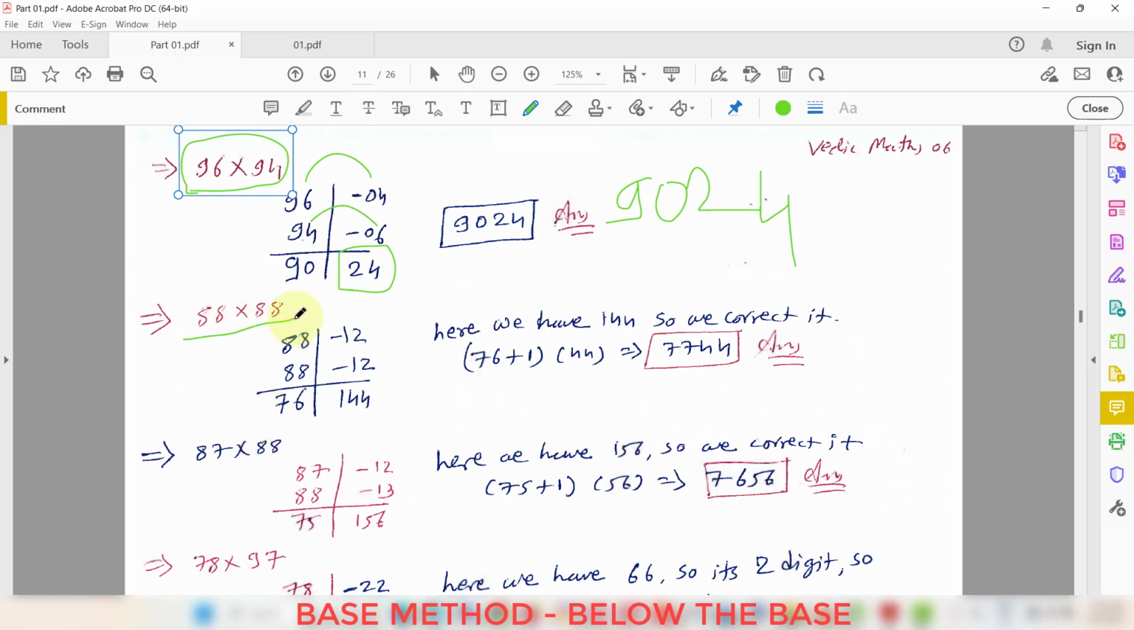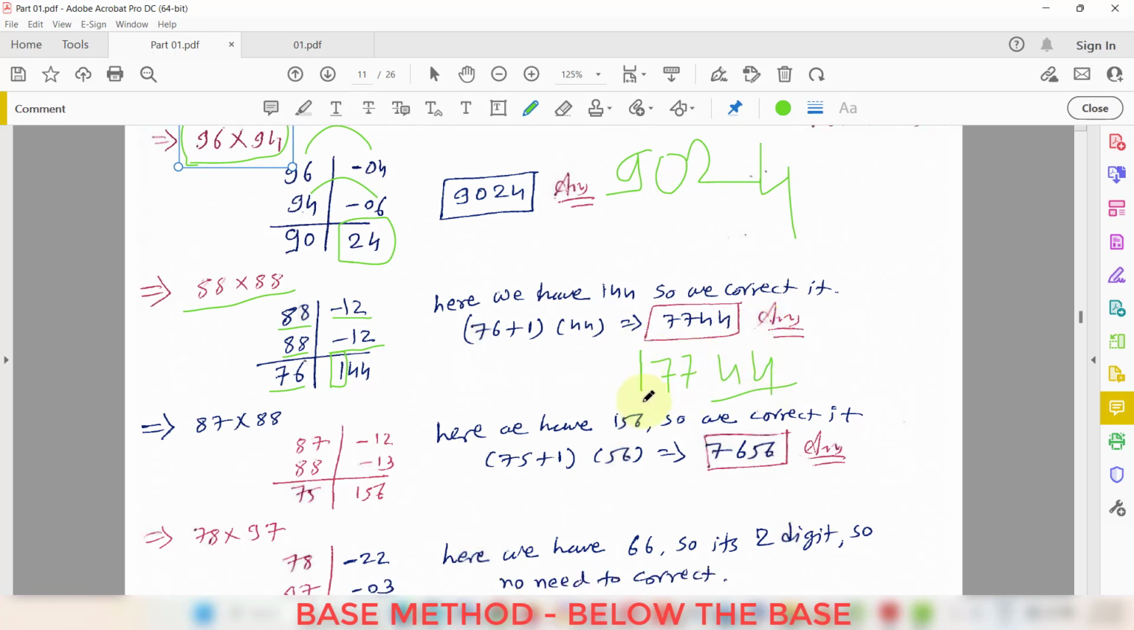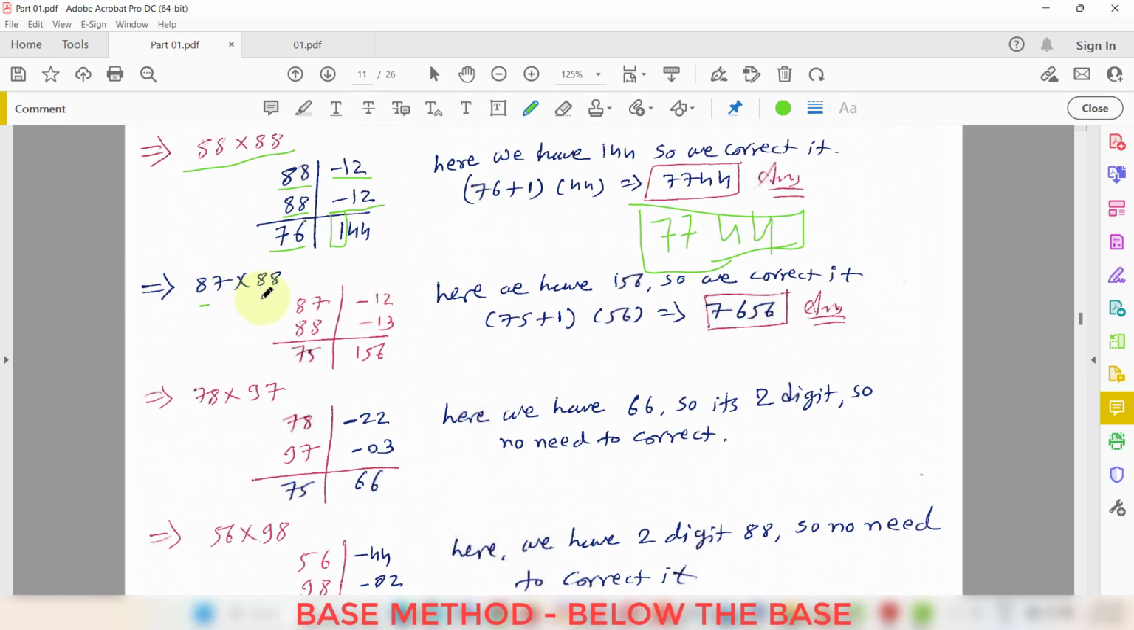Now 88 times 88. Okay, so 88 is below 100 by how much? 12. And then again 88 is below 100 by how much? 12. So 88 minus 12, that is 76. Okay, and 12 multiplied by 12, that is 144. So we will take 44 as the base part, and 1 we have to add as a carry. Okay, so 76 plus 1, that is 77. So we will write 7744. Okay, 7744.